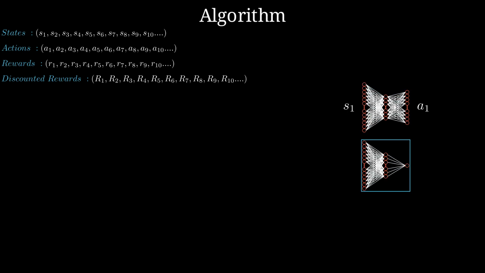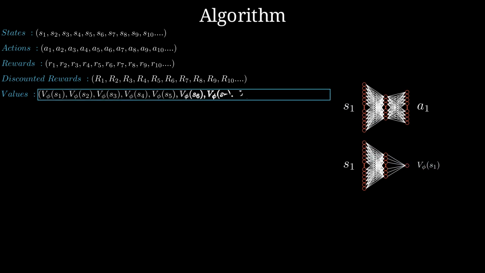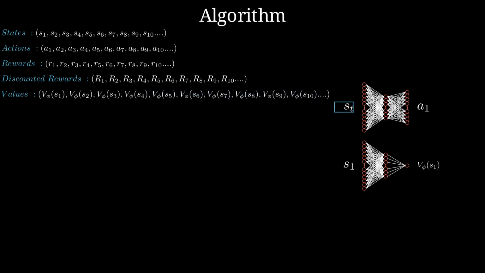This is the second network we are going to train, which again takes state as input. It produces a scalar value as output for given state. This value is expected reward if we follow current policy. Here are all the values generated for all the states using second network. We take state st where t is number of time step. We get action at for this state. Similarly, we get value for time step t using the second network.